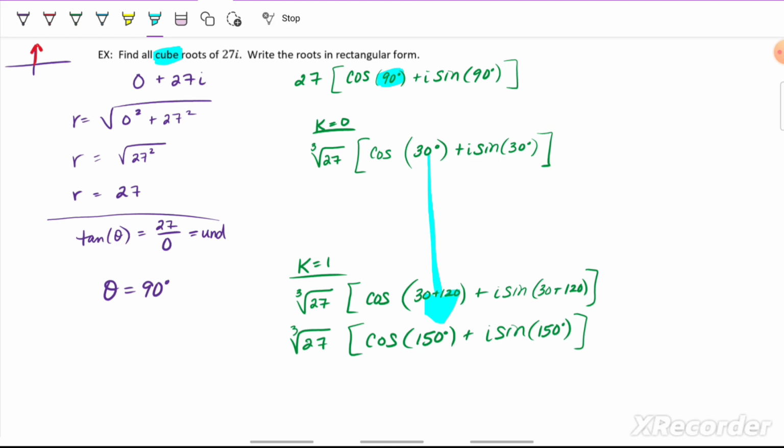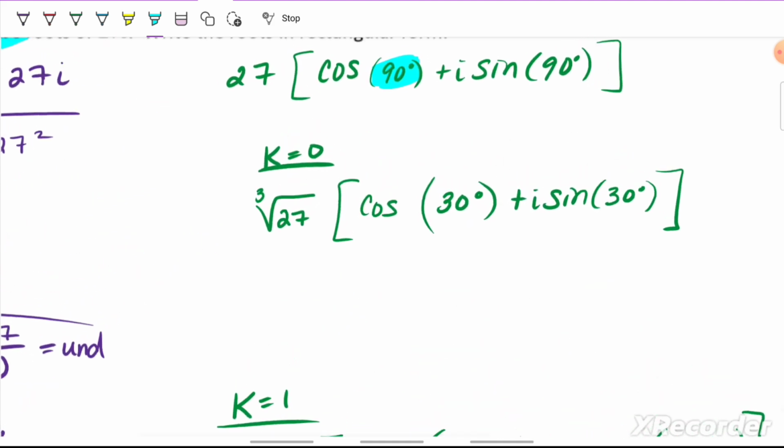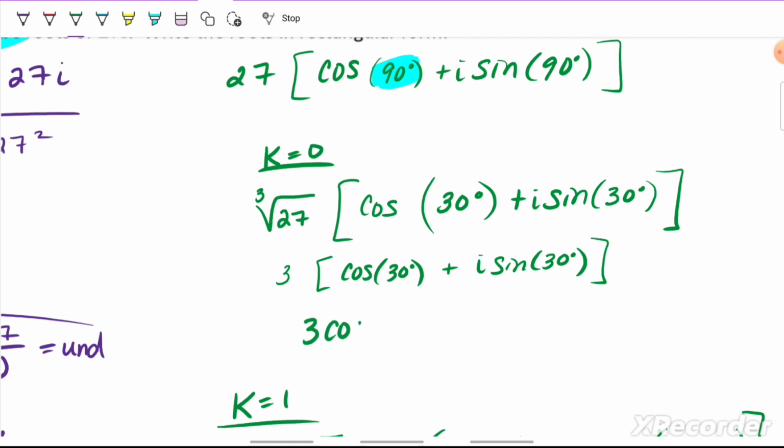We want to write our answer in rectangular form. So let's do each one of these. Cube root of 27 is 3. So 3 times cosine of 30 plus i sine of 30. Distributing the 3, that'll be 3 cosine of 30 plus 3i sine of 30.